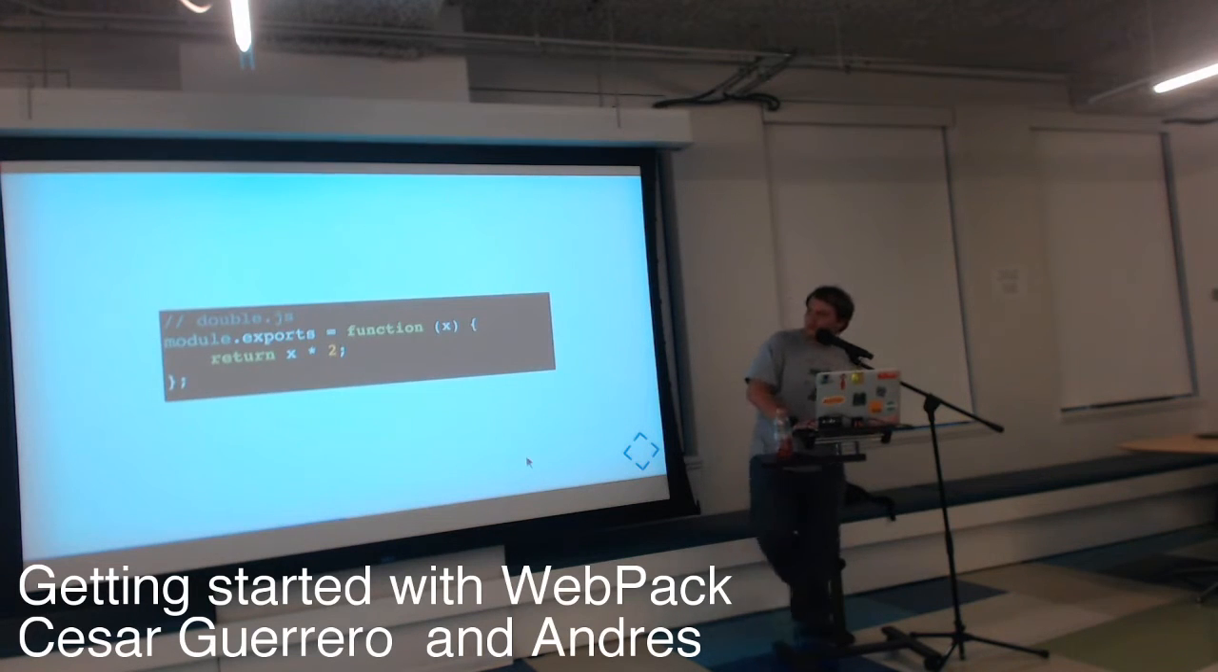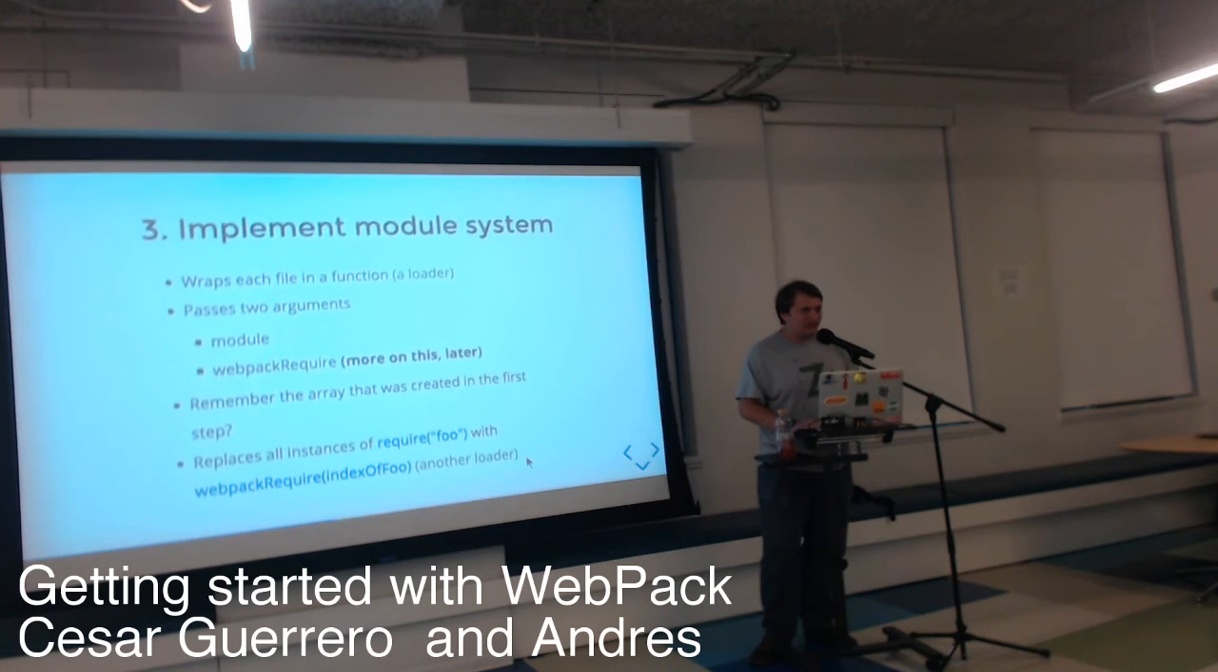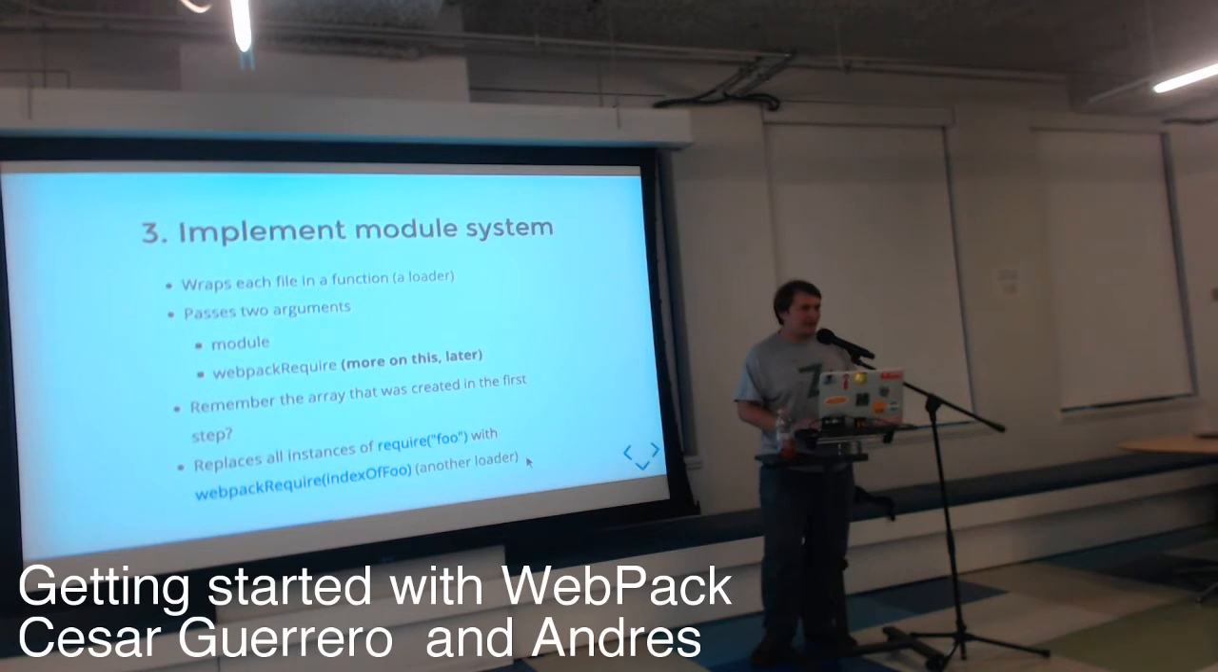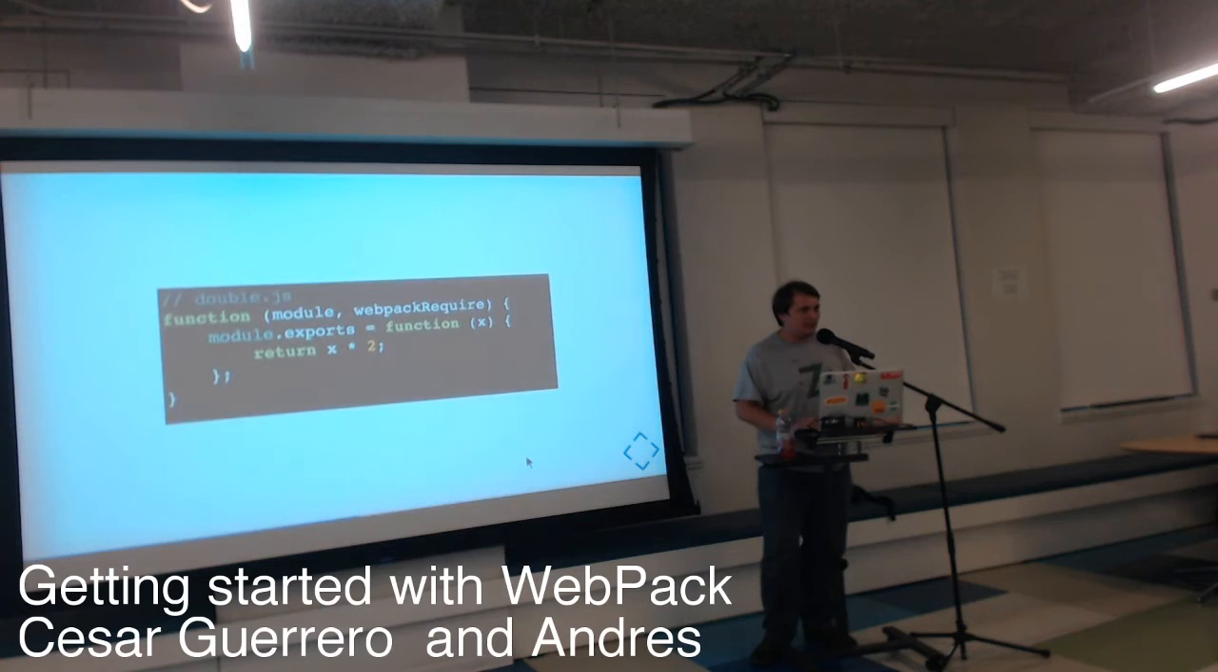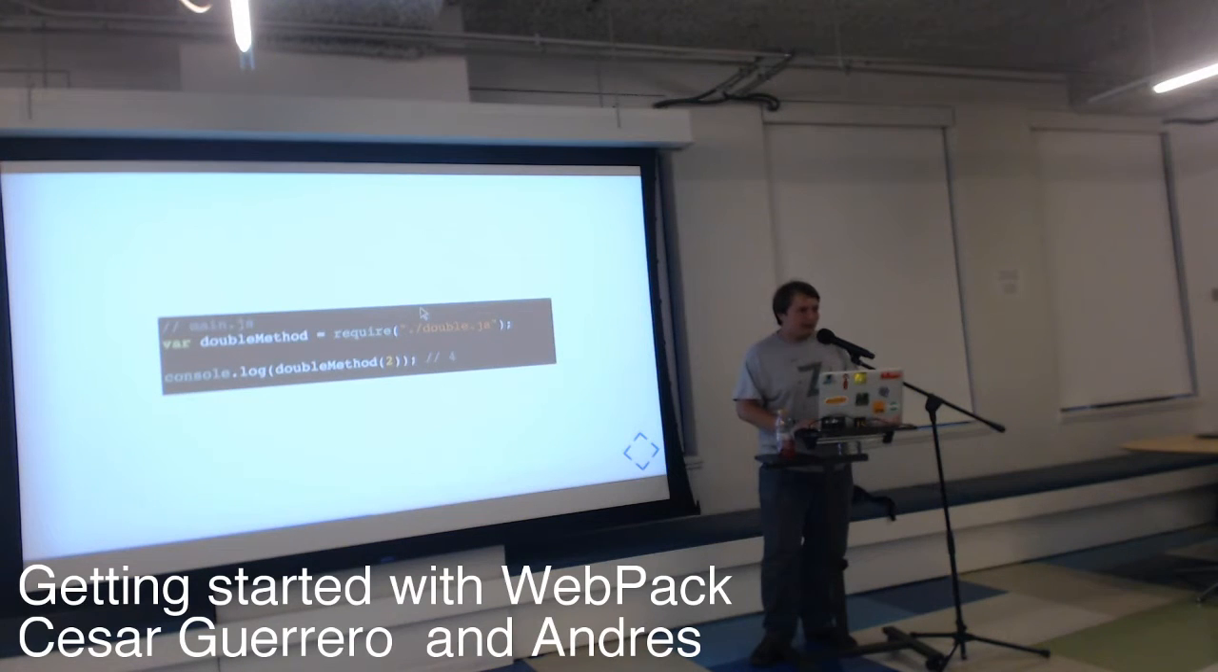So let's see this example. We have a file that is called double.js, and it's just a module that exports a function that takes x and multiplies that by 2. So using these steps, we are going to first wrap that file in a function, and we are passing module and Webpack require to that function. That's it. And we have our main file that is our entry file that will require that file and just console out the result when you pass to that function.